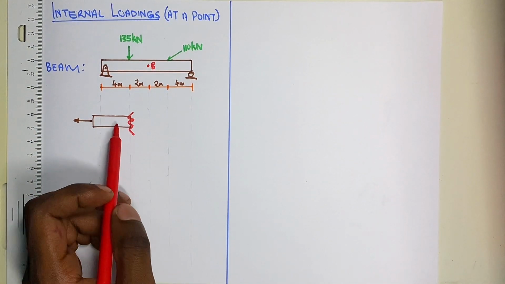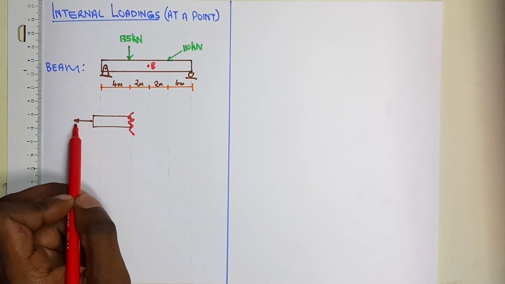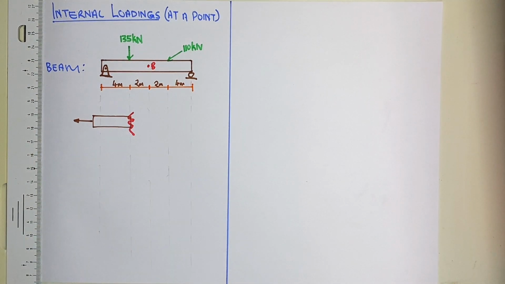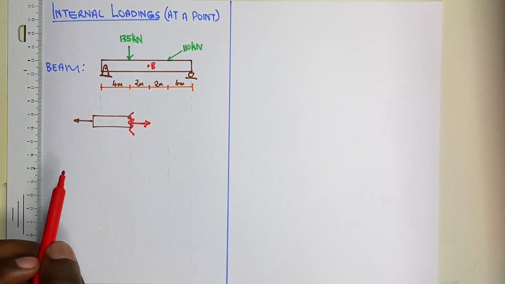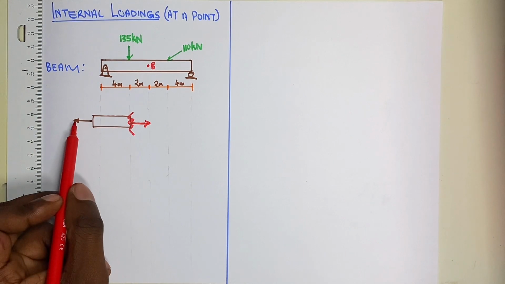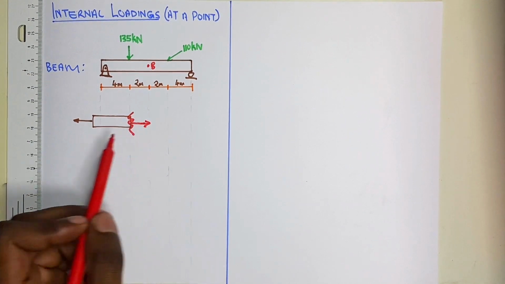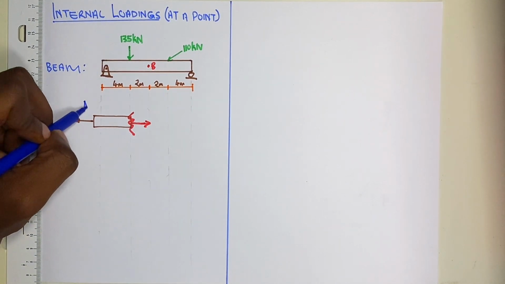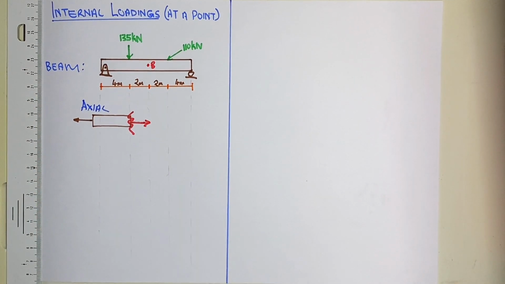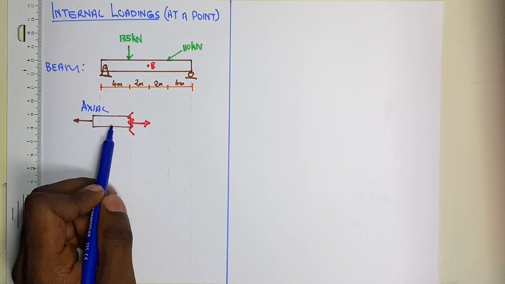Internally, it will experience this force. There will be an effect here, because internally there would be a force that tries to react to that external force. It will act in the opposite direction by the same magnitude, because what we are looking for here is equilibrium, and that is very important. In this instance, we looked at the axial internal loading, because there's an axial force that is acting on the member.